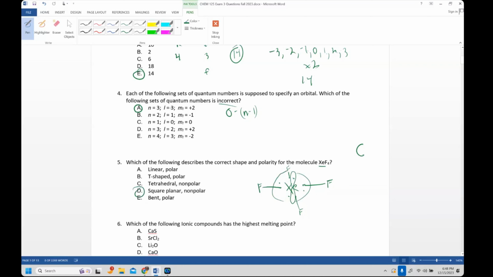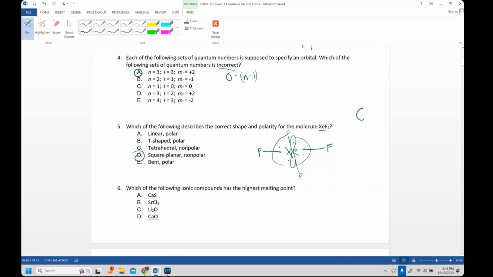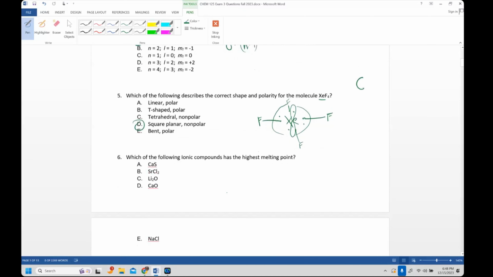It's nonpolar because once it is in a square planar molecular geometry, the symmetry is equal. So it's important to know those. Know your symmetry, know your molecular geometry and your electron geometries.